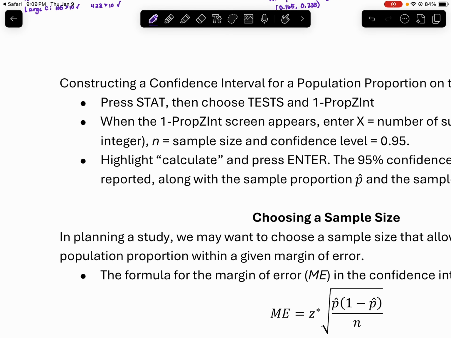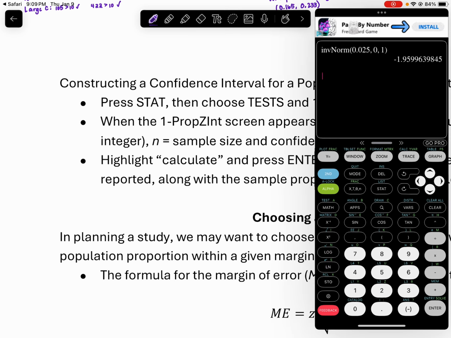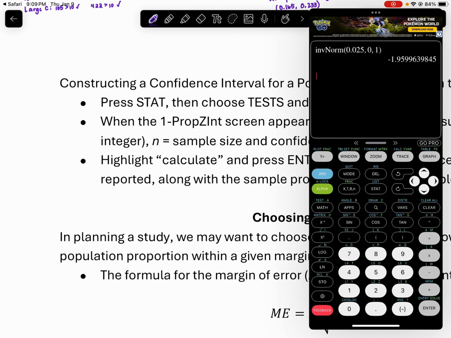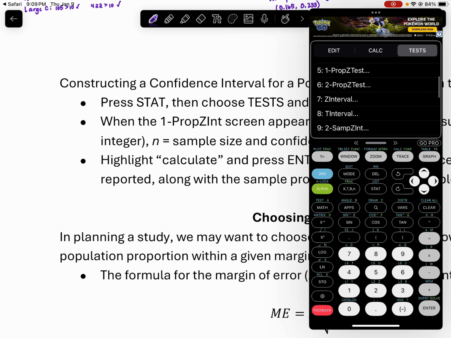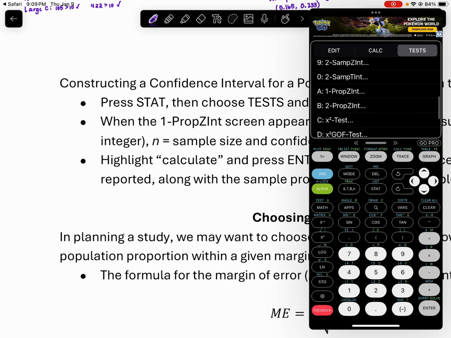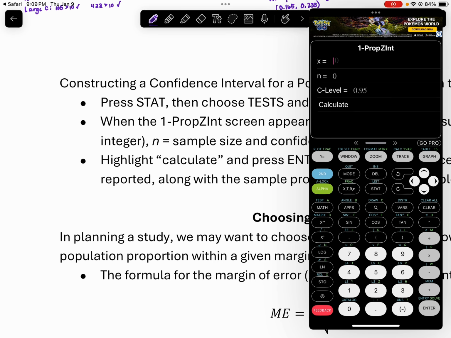When you're looking for it, it tells you to go to stat and then over to test, and it wants the 1-prop z-int. So be careful, it's not number 5. Scroll all the way down till you get A, and that's the one you want. Then you'll type in your x value, which is the number of successes. You'll type in your n value, sample size, and then you can change whatever your confidence level, if you want 90, 95, whatever you want. Hit calculate, and it will give you your interval once you type those in.